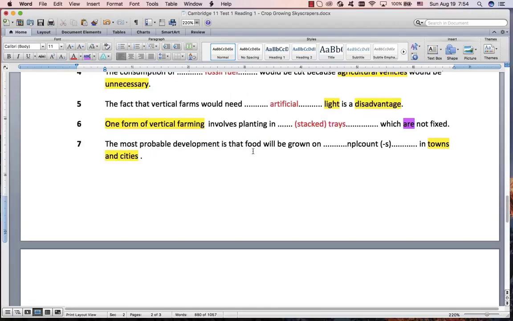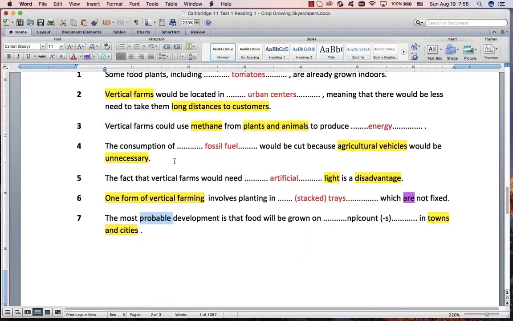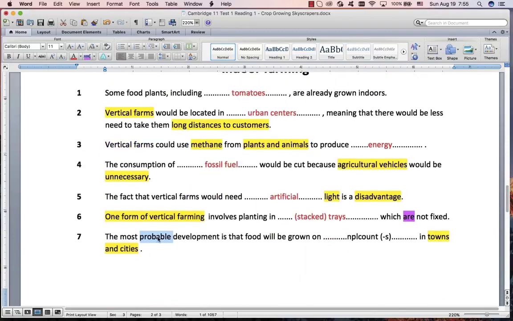And finally, plural countable noun again, because it's in towns and cities, grown on. Please notice this is a good one to notice, probable. It's talking about the future, probably. It's a very nice word to remember. And the future, usually they talk about the future in the last few paragraphs. Anyway, just for fun, can you find probable? It's a very good synonym to try and find.